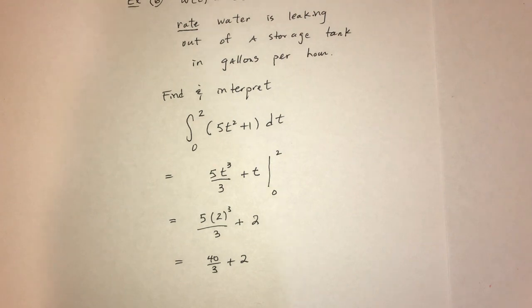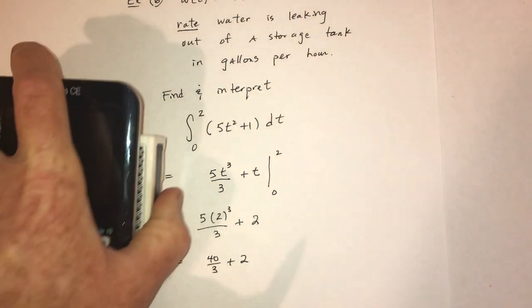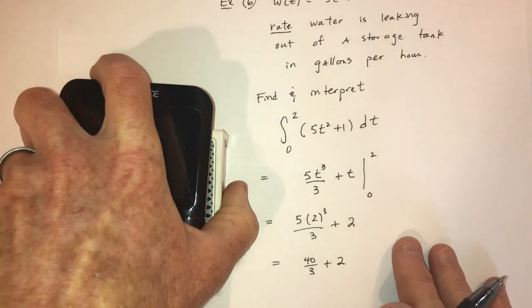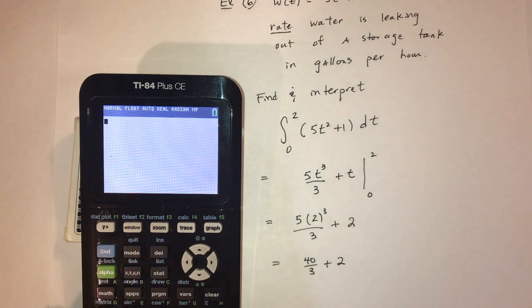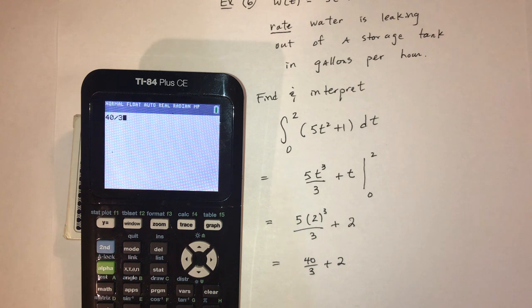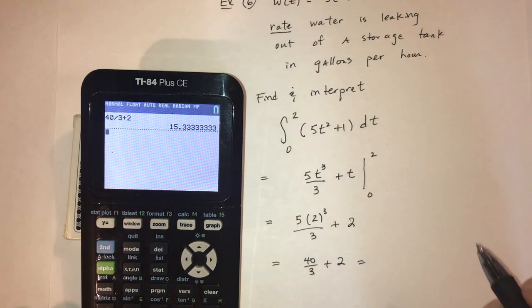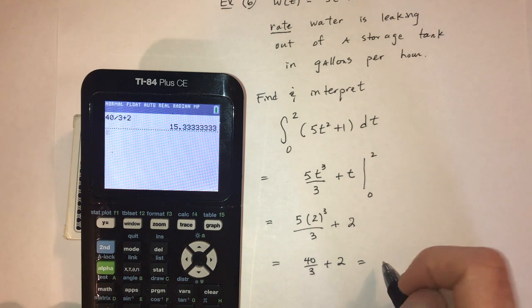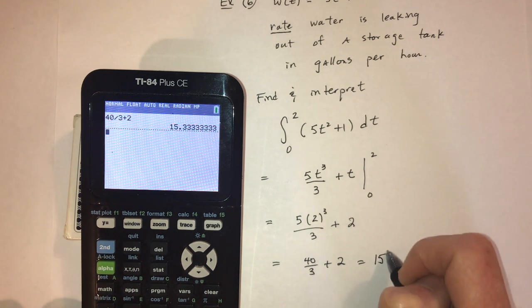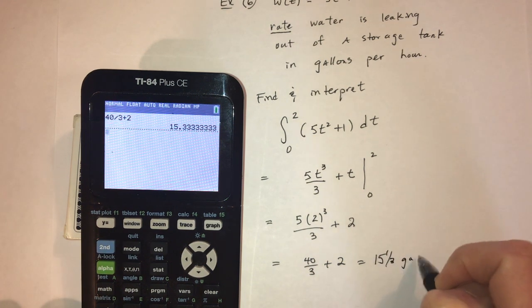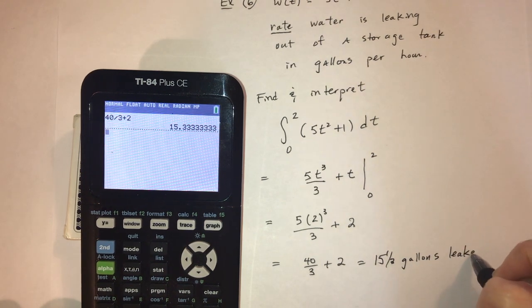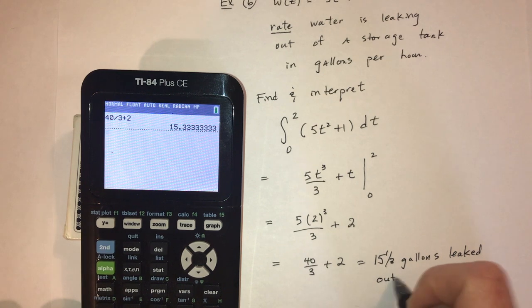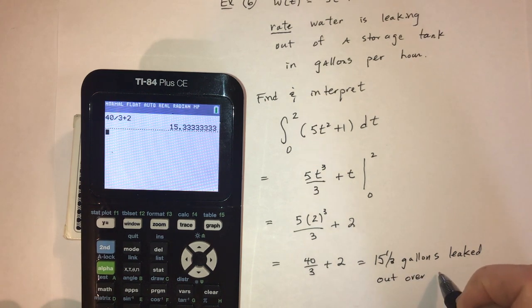And since this is a word problem, I want to give a decimal answer. 40 divided by 3 plus 2. So then if they get to it right away, they're only going to lose 15 1/3 gallons. So 15 1/3 gallons leaked out over the first 2 hours.